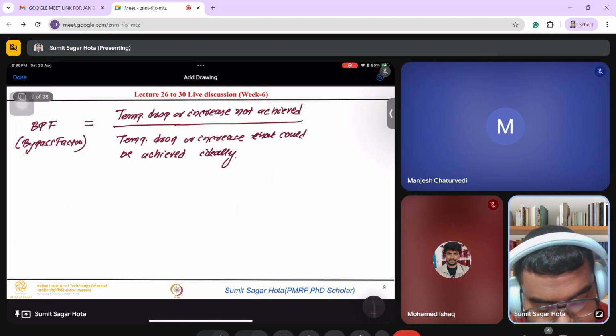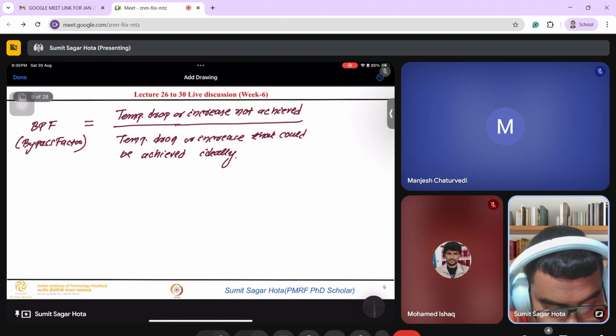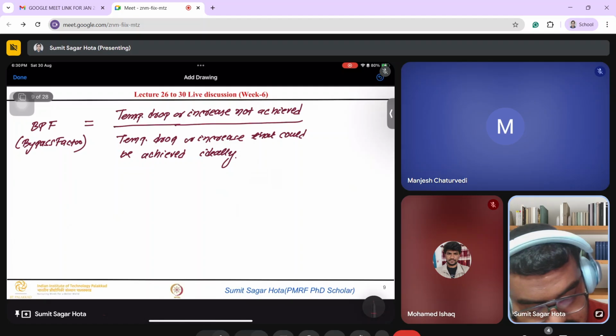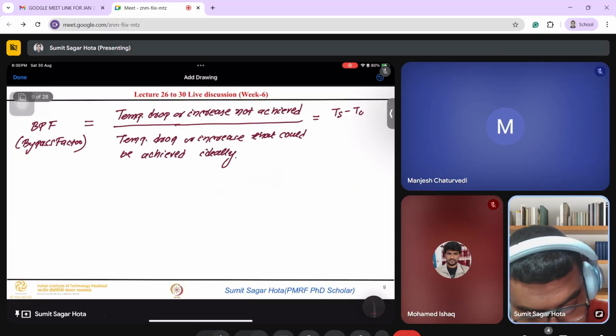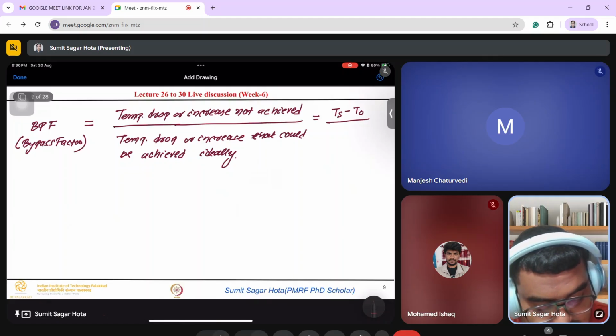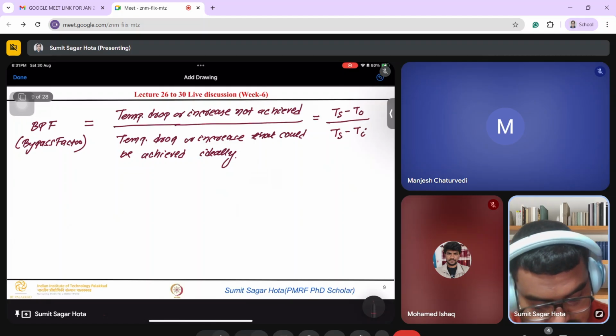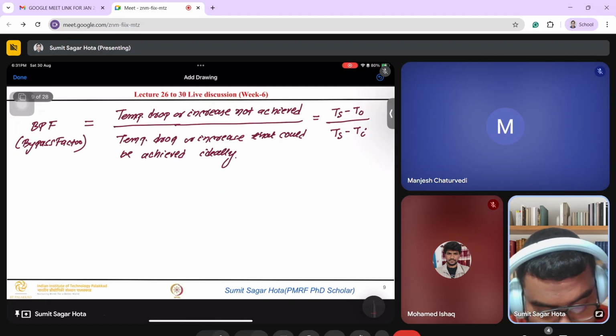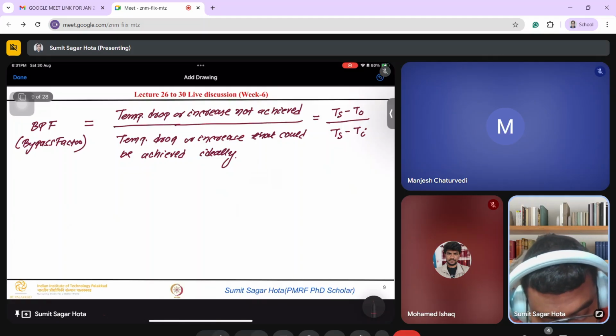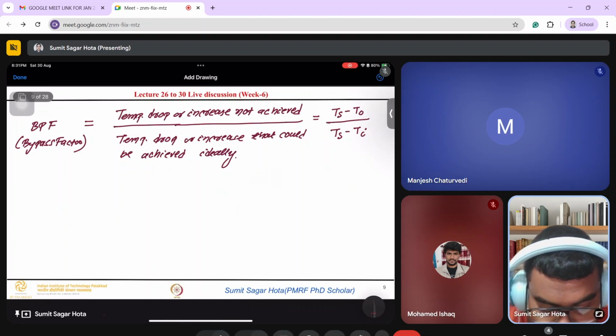So what temperature didn't we achieve? We didn't achieve the outlet temperature TO, right? It cannot achieve TS, right? So this is TS minus TO, divided by, but we can achieve TI, right? TI is going to change. TS minus TI. So TI is going to try to change to TS, but it cannot, and it can only reach TO. So this is how the bypass factor is defined.